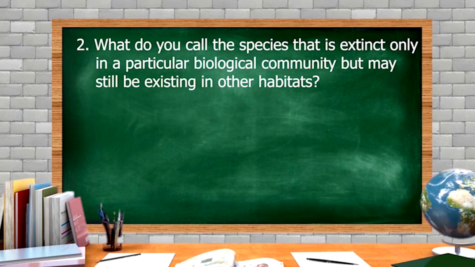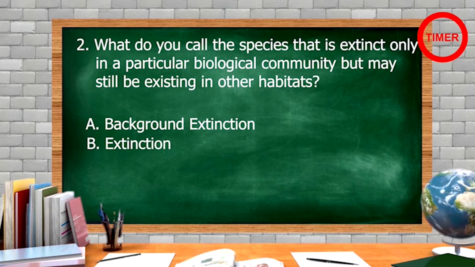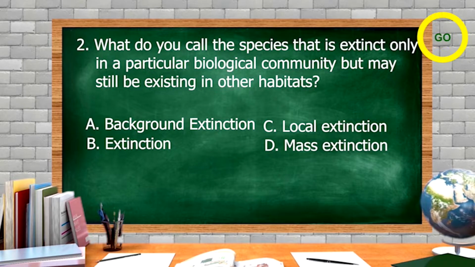Question 2. What do you call the species that is extinct only in a particular biological community, but may be still existing in other habitats? A. Background extinction. B. Extinction. C. Local extinction. D. Mass extinction.